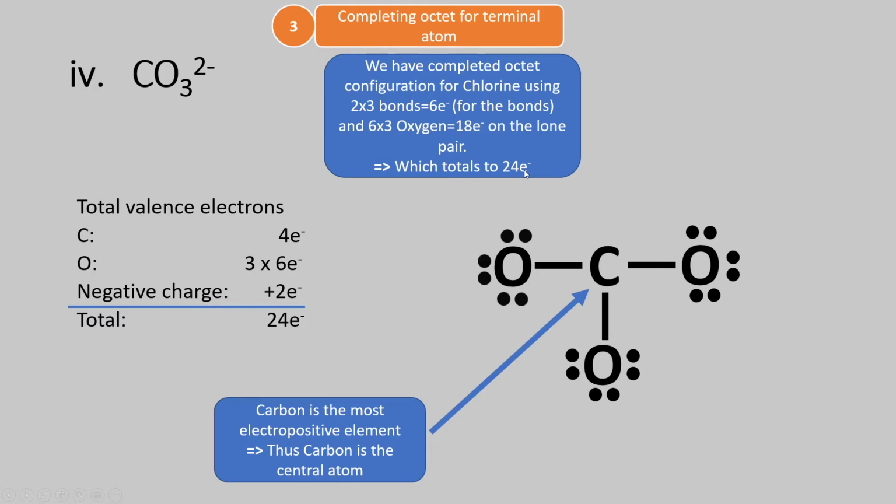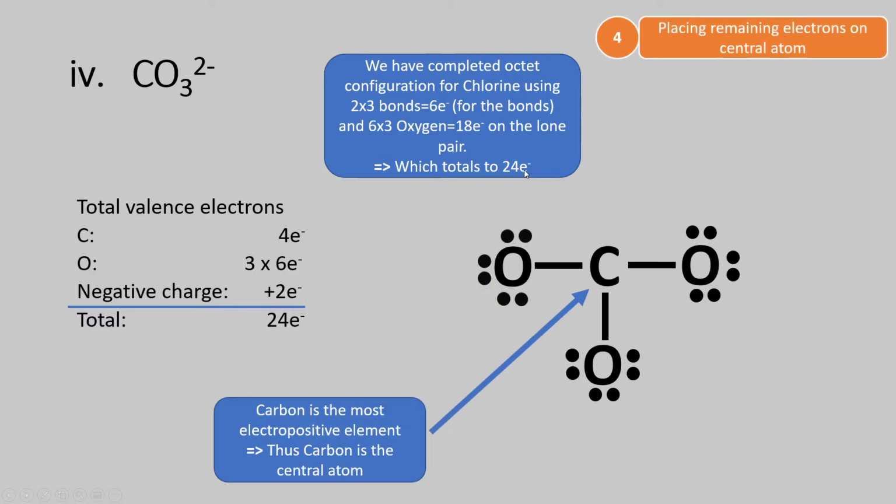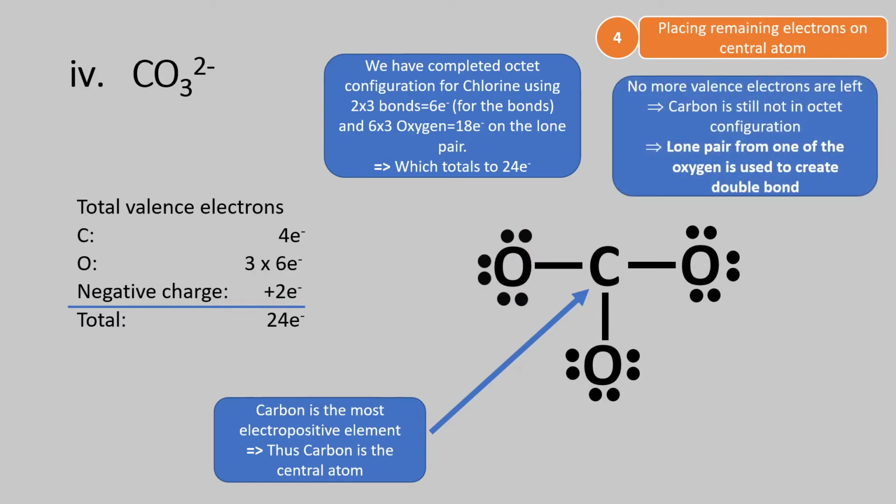Okay. And now, kalau you nak tengok, kita nak place remaining electron on central atom. Tapi kita tengok, kita dah tak ada dah elektron. Kita dah guna dah all 24 electrons untuk completekan octet untuk oksigen. Tapi, carbon still not octet. Kalau you tengok, so 1, 2, 3, 4, 5, 6. Baru 6. Tak cukup 8.